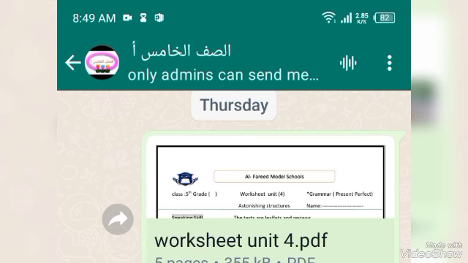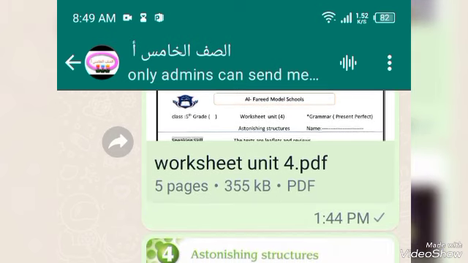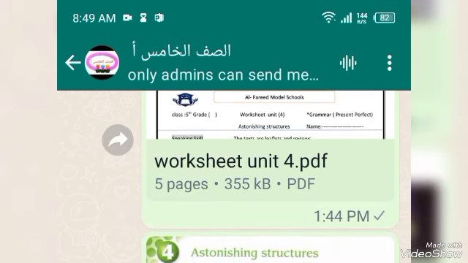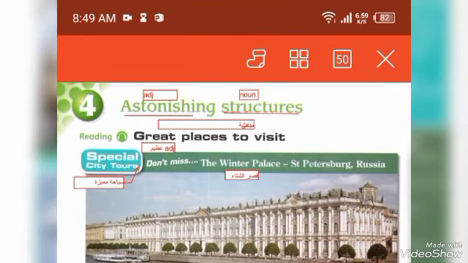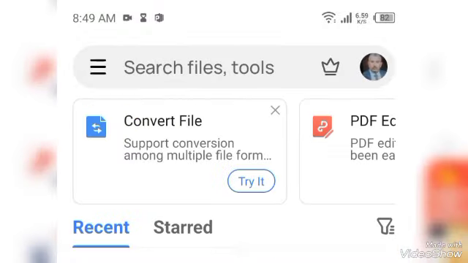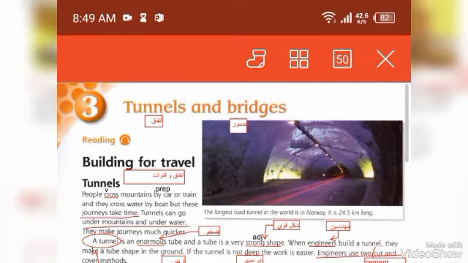I will make a quick revision with you to be able to get high marks. Look at your pupil's box. Our exam tomorrow will be in Unit 3 and Unit 4. Unit 4, astonishing structures, and in Unit 3, tunnels and bridges.